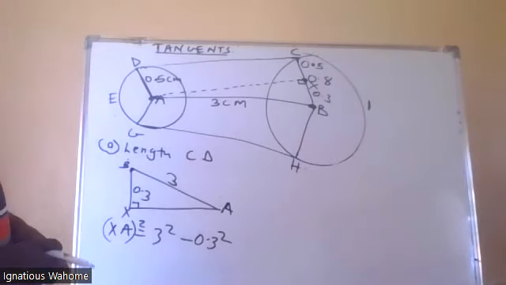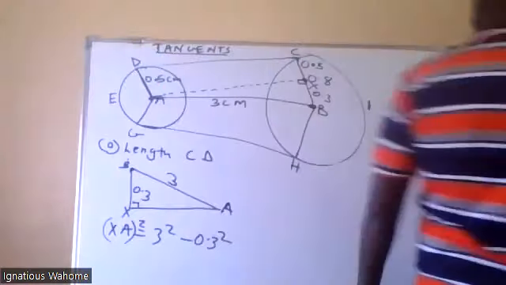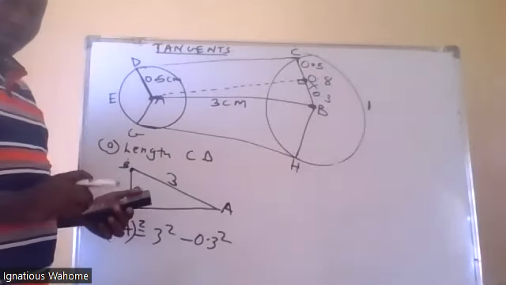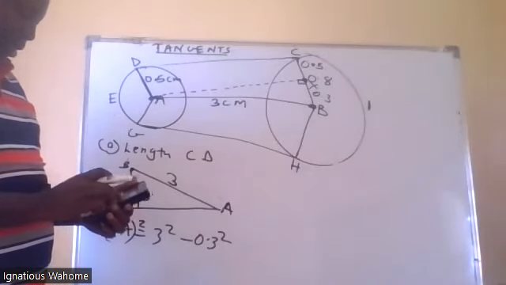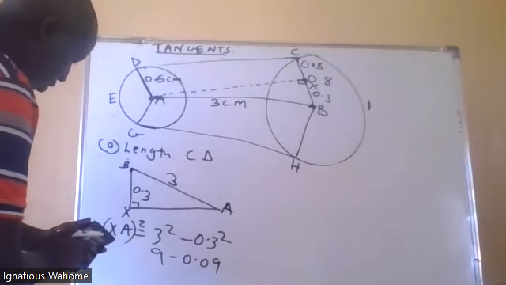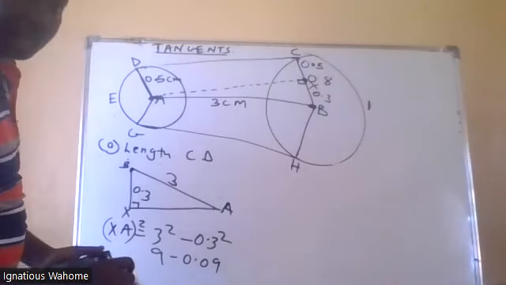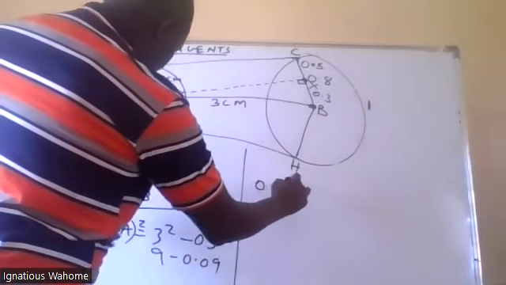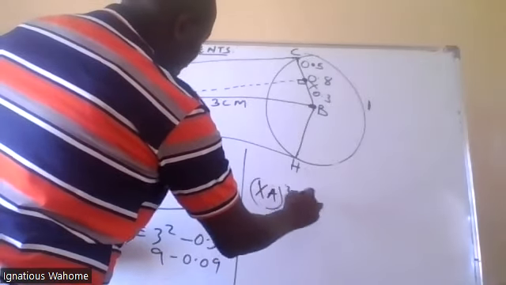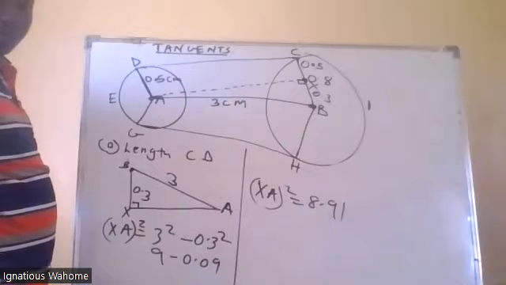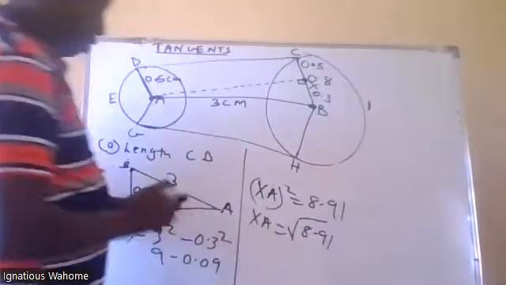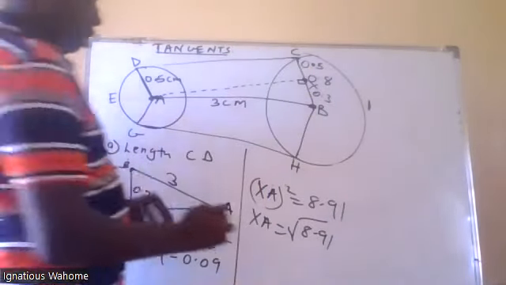Work that out. 3 squared is 9, minus 0.09. That becomes 8.91. So XA squared equals 8.91. So what is XA? The square root of 8.91, which is 2.98.